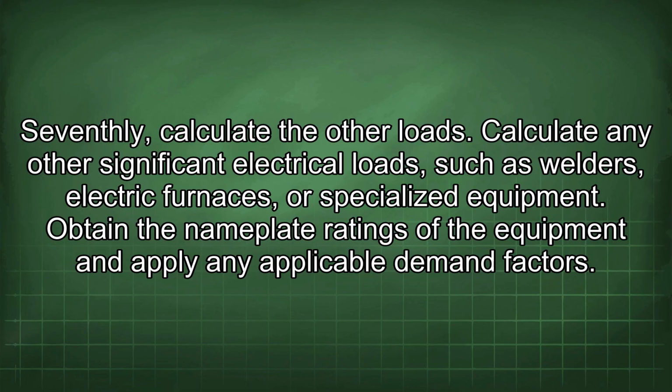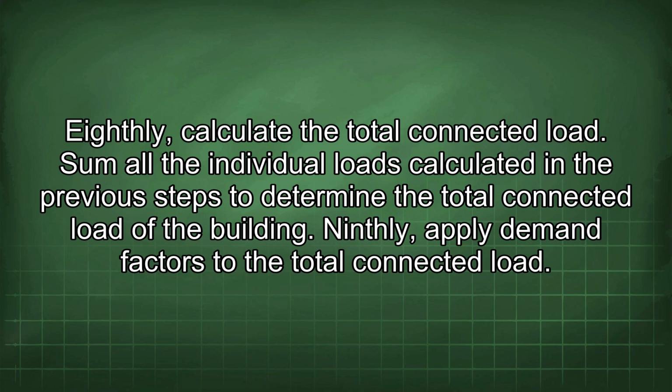Seventhly, calculate the other loads. Calculate any other significant electrical loads, such as welders, electric furnaces, or specialized equipment. Obtain the nameplate ratings of the equipment and apply any applicable demand factors. Eighthly, calculate the total connected load. Sum all the individual loads calculated in the previous steps to determine the total connected load of the building.